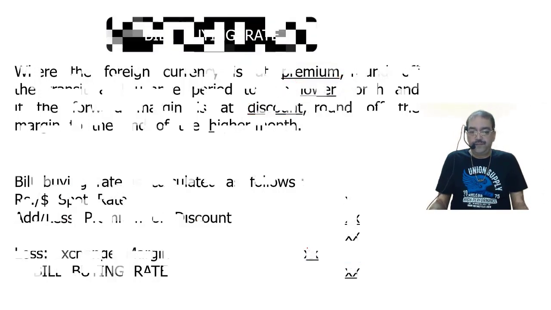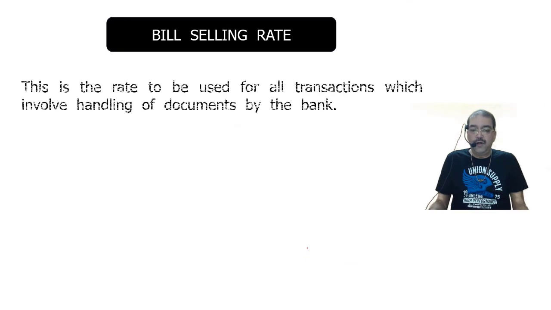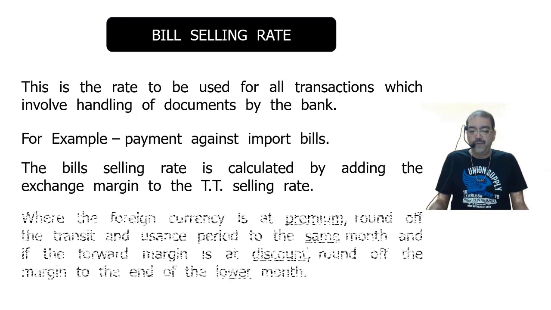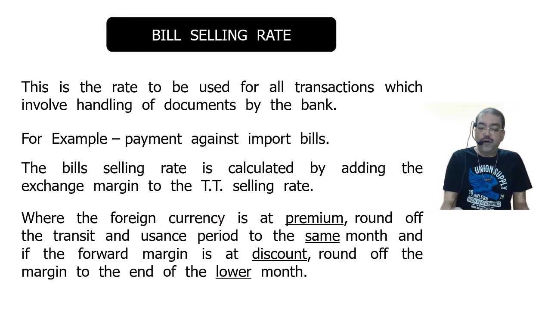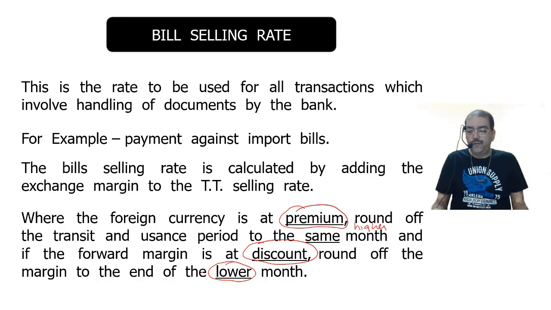Let us come to selling rate. Bill selling rate, not TT selling rate. For TT selling rate, you don't have all these problems. Now here what is given: if foreign currency is at premium, then same month means lower month. Same month means lower month. And if your forward margin is at discount, sorry, same month is higher month. Forward is at discount, then it is the higher month. Let us take an example of this also.